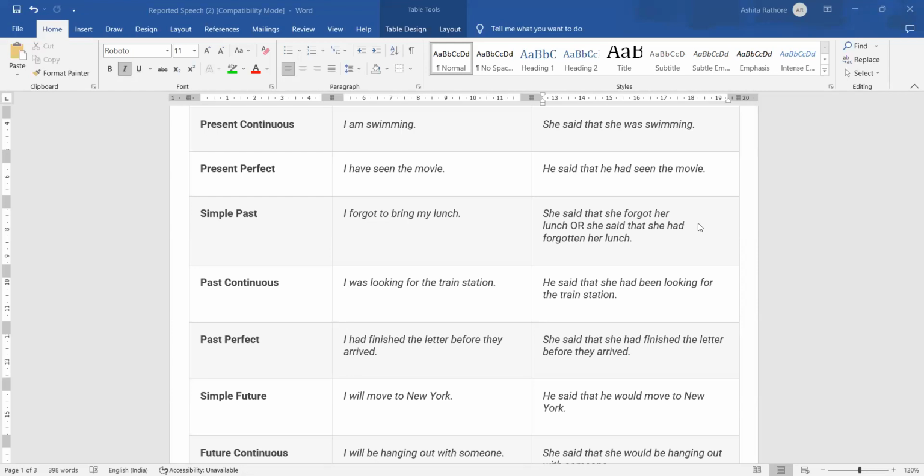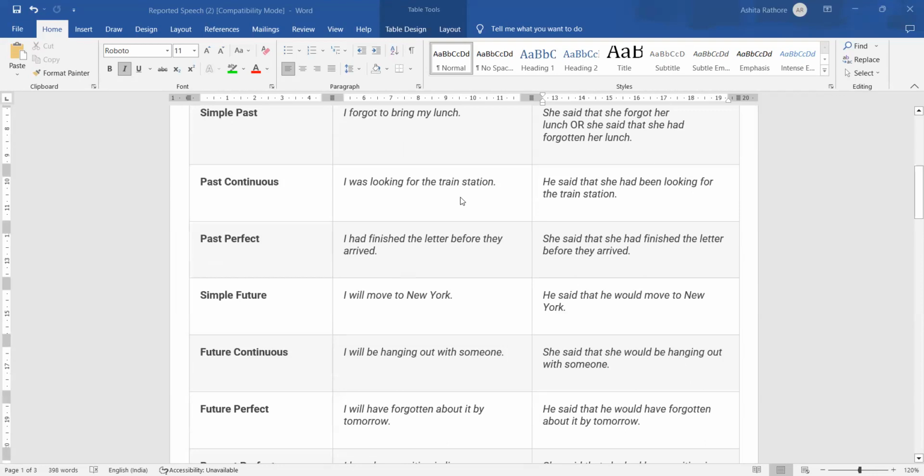Simple past has turned to, yes, past participle. Perfect. What has... just a second, let me see. Present perfect. Present perfect, he had seen, has turned to past perfect. In the simple past also, past perfect. Okay, past continuous. I was looking for the train station.